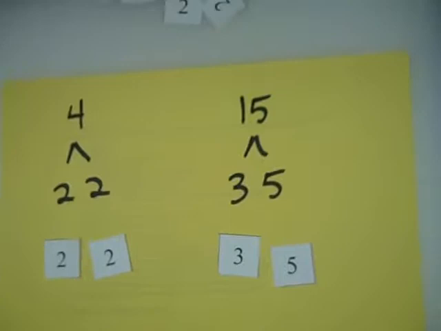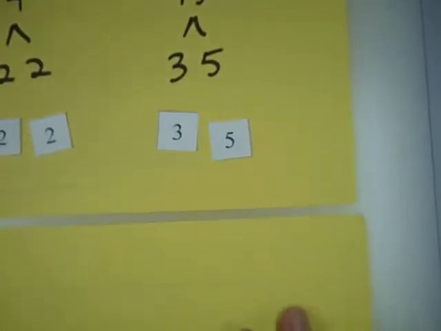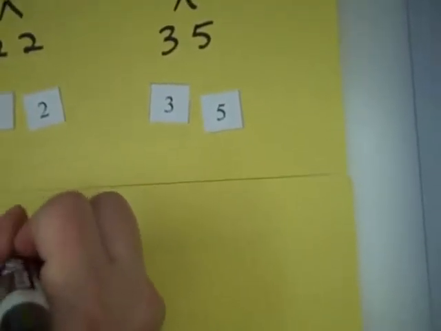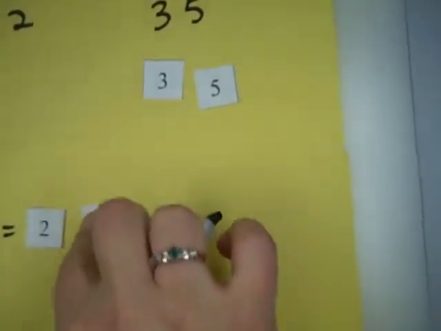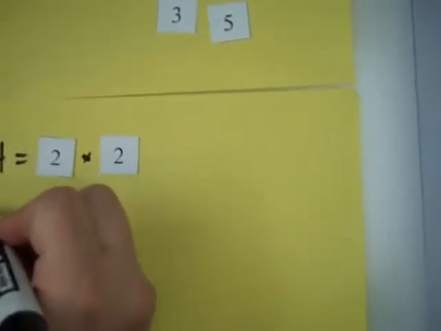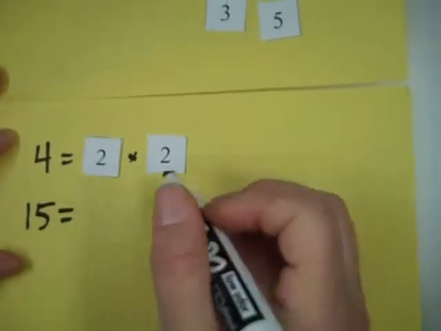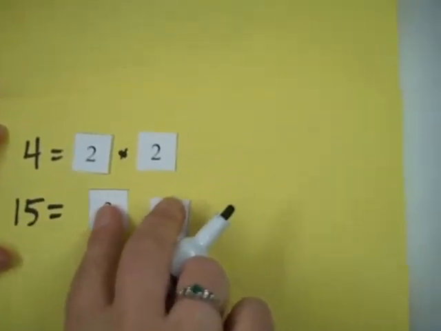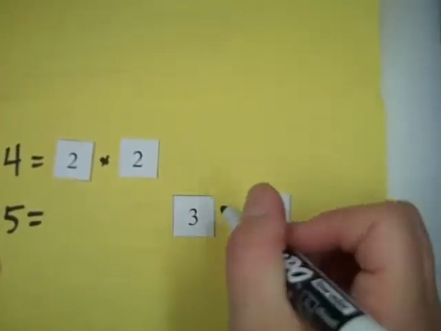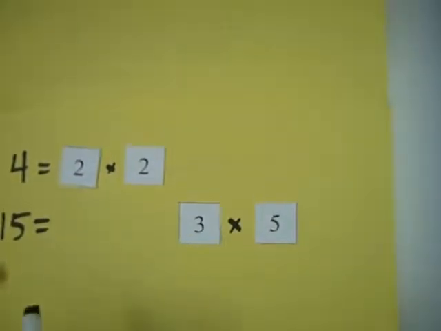Okay, so let's move that into the same structure we had before. We wrote them like this. 4 equals, and we put in 2 times 2. And 15 equals, and then again, we will only put them here if they line up. So we'll start there at 3 times 5. Okay?